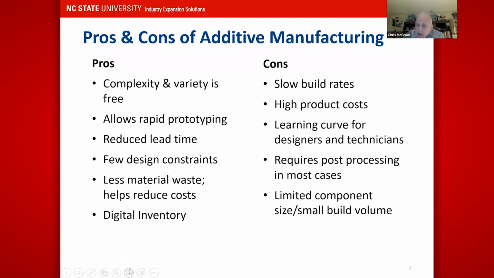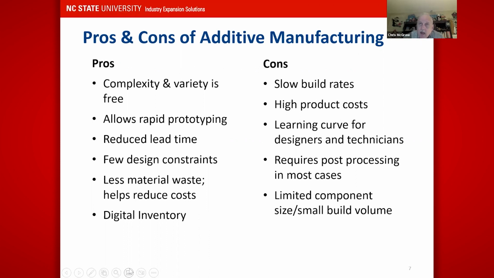Some of the downsides of additive manufacturing: one is it's going to have slower build rates in general. You're not going to have fast turnaround. These things take time to build the layers. Initial product cost per part can be more because it takes longer and things along that line. There's still going to be a learning curve. How do we use this process for designers? We have to get technicians up and running on how to work with equipment, those sort of things. Again, as I spoke to earlier, post-processing is required, and it's limited by the size of your machine.